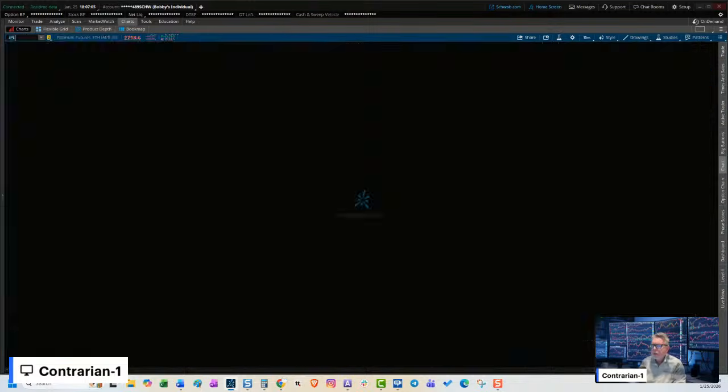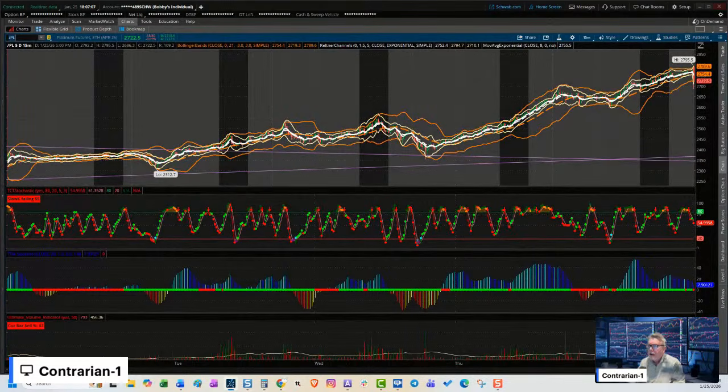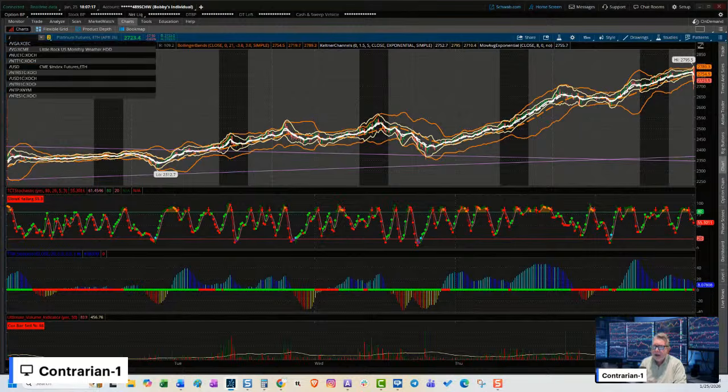Let's check in with platinum. Platinum now down. They gapped that up. They've now reversed it. This could happen for gold. It could happen for silver. But I don't think they're going to stay there. Not with the dollar dropping. Remember, all of these commodities are priced in US dollars.